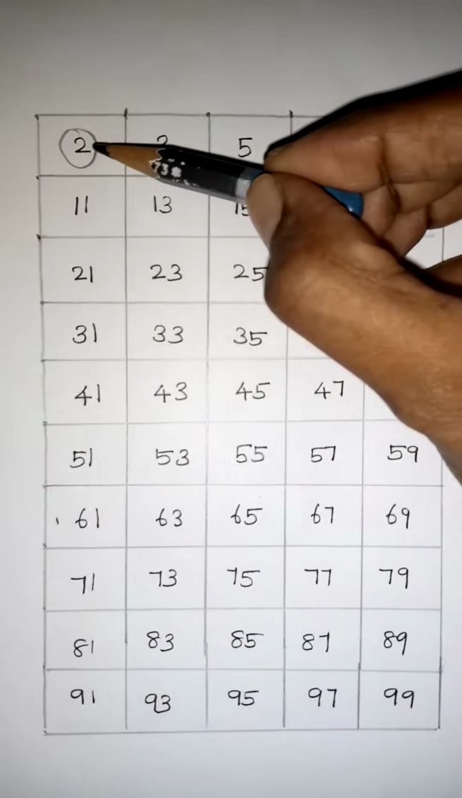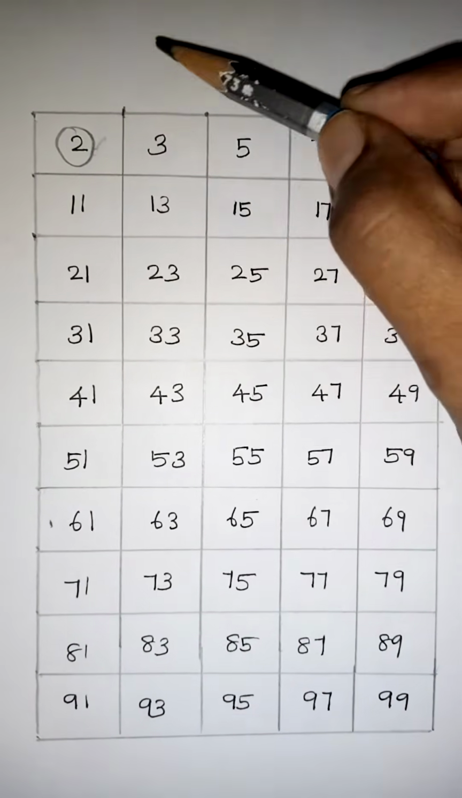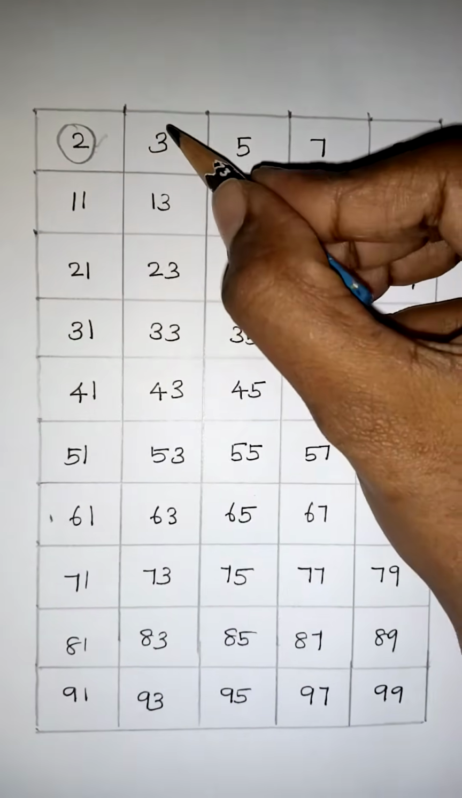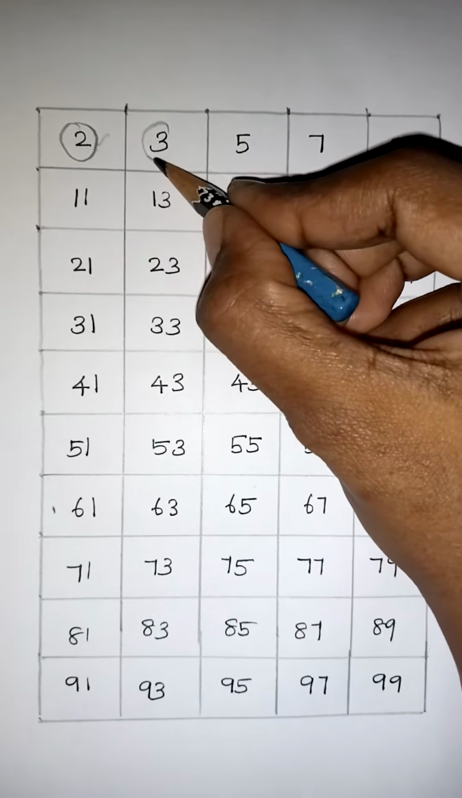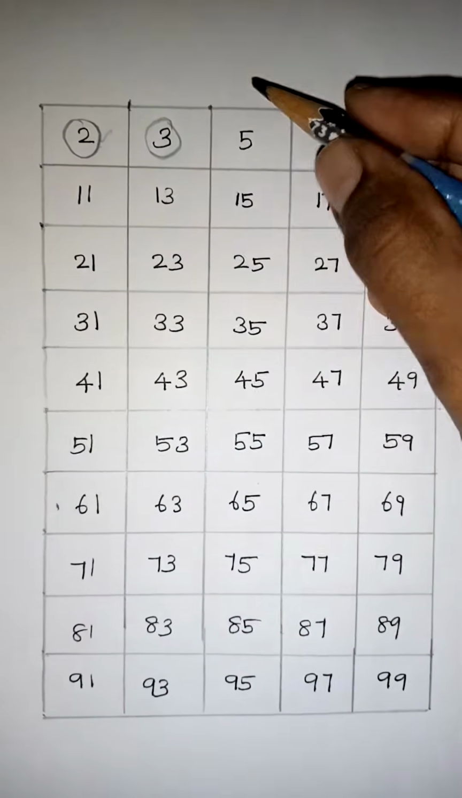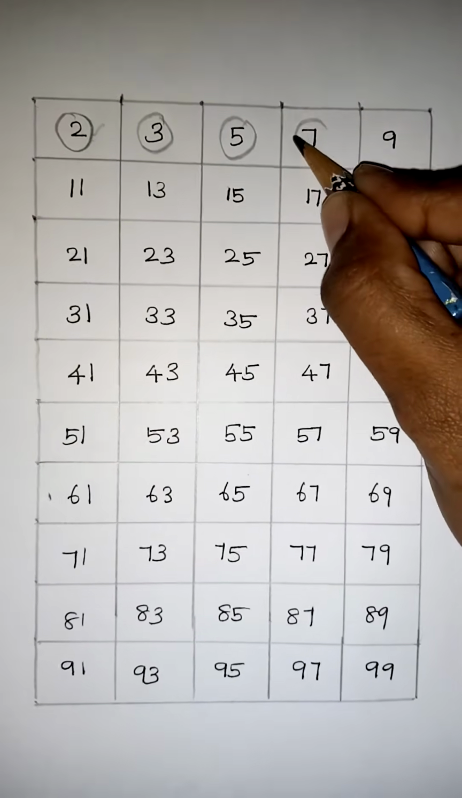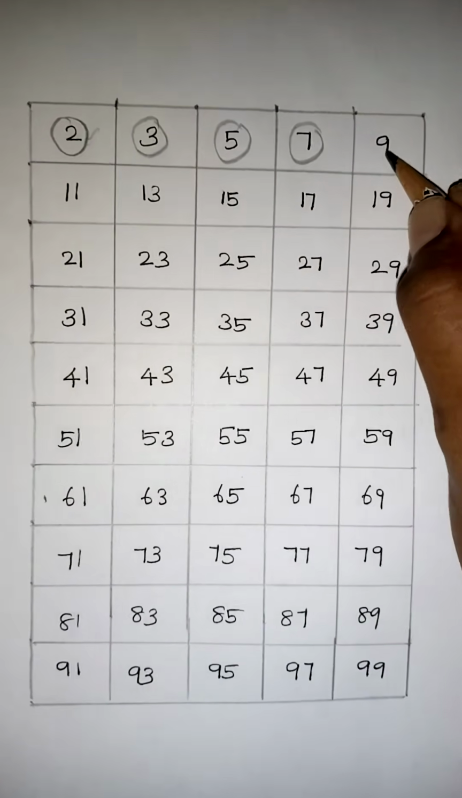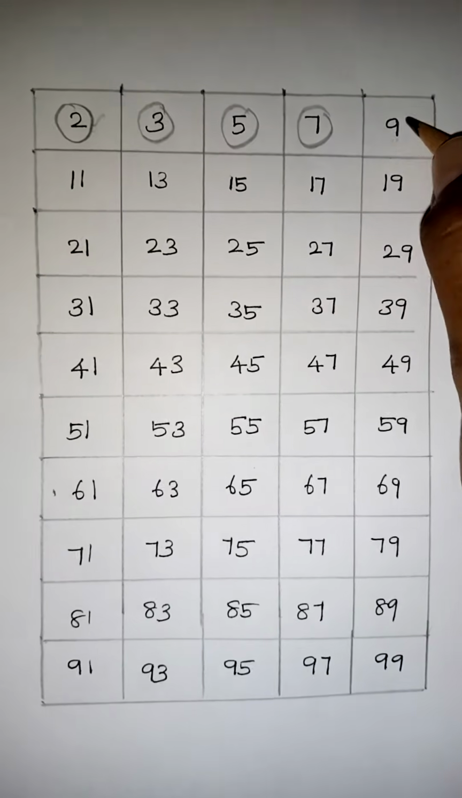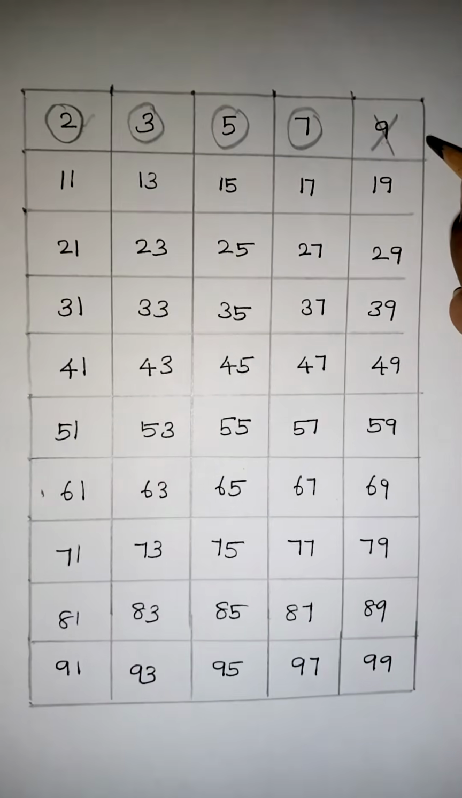So 2 is a prime. We can circle this because 2 will not come under any other tables. So the numbers which are circled are prime numbers. So 3 is a prime, 5 is a prime, 7 is a prime, but 9 will not come under the prime numbers. Why? Because 9 will come in the 3 table. So you can cancel that.